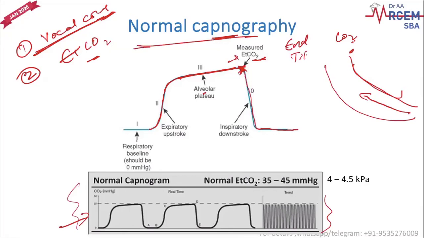This is the normal capnography waveform. It is tested previously, so you need to be aware of it. The normal value is 4 to 4.5 kilopascals. Sometimes they might give it in millimeters of mercury, which is 35 to 45, but remember in kilopascals, 4 to 4.5 is the normal range.